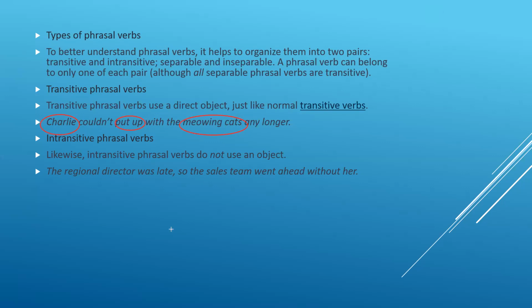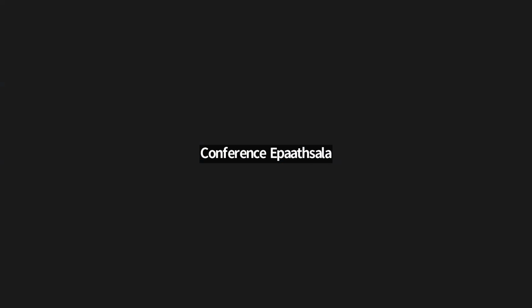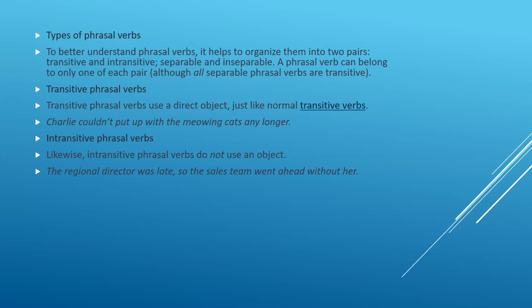Now what are the intransitive phrasal verbs? Likewise, intransitive phrasal verbs do not use any object. Like, the regional director was late, so the sales team went ahead without her. So here, what is the phrasal verb? Went ahead. Went ahead is in past tense, so the actual phrasal verb is go ahead. Here you cannot find any object, so it is an intransitive phrasal verb. Intransitive verbs also have the same thing: they do not have any object.